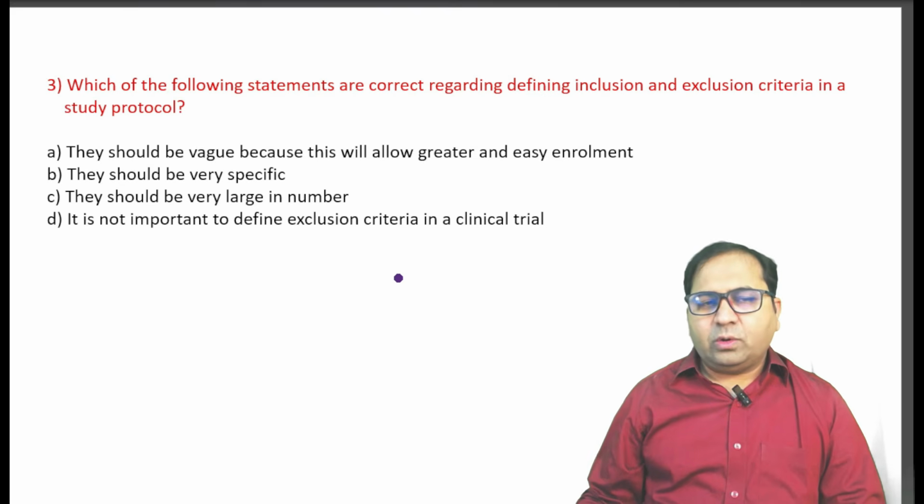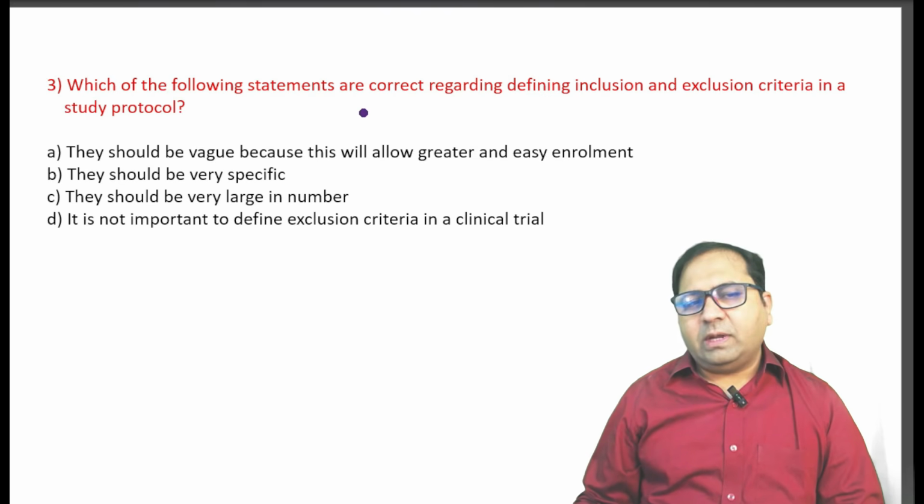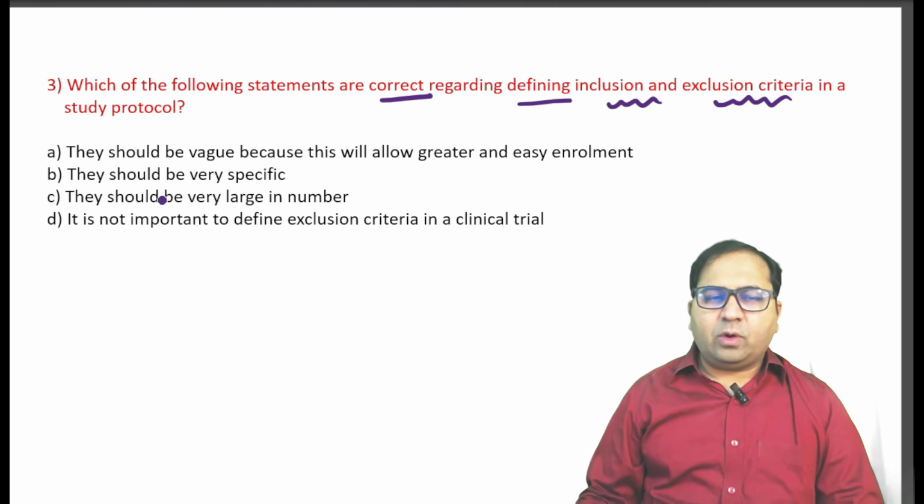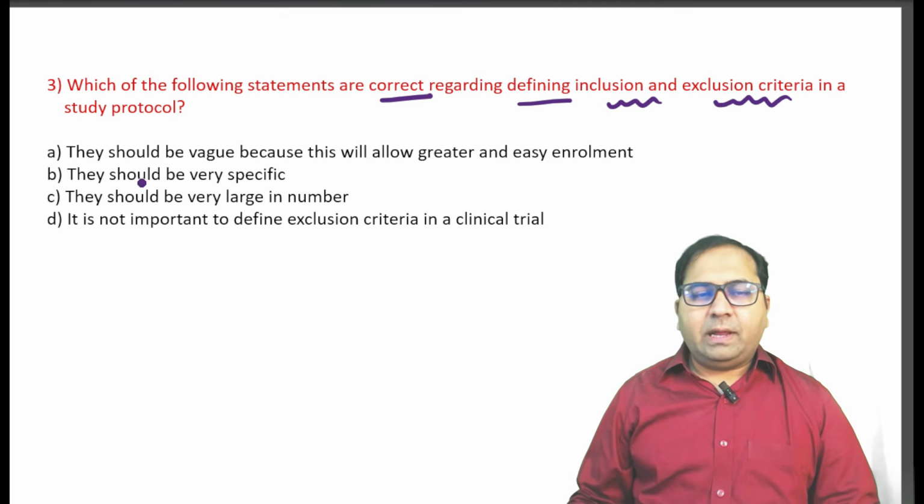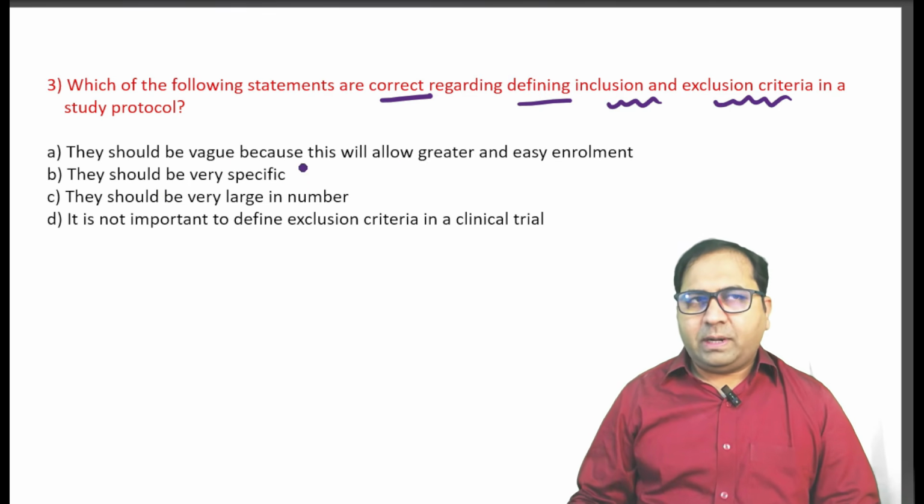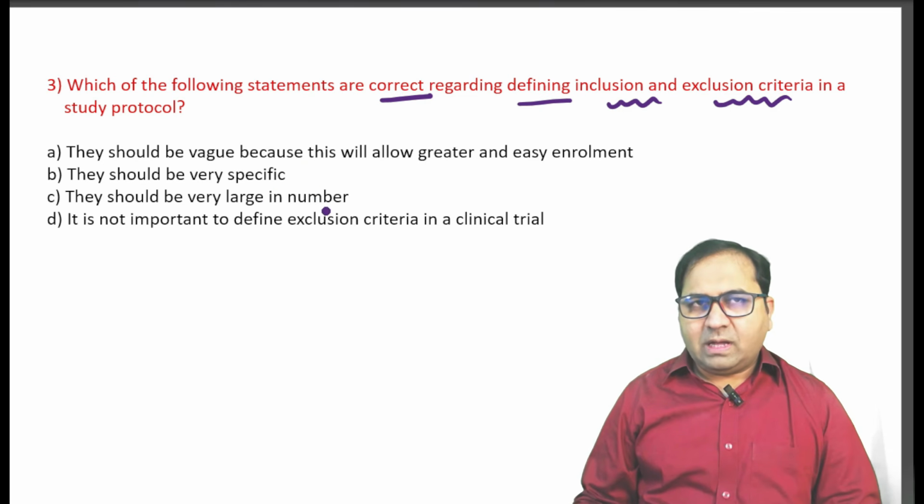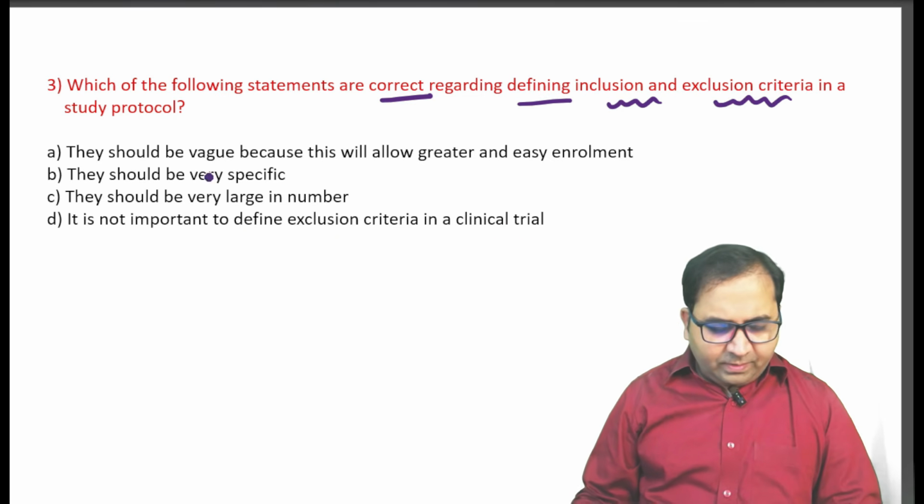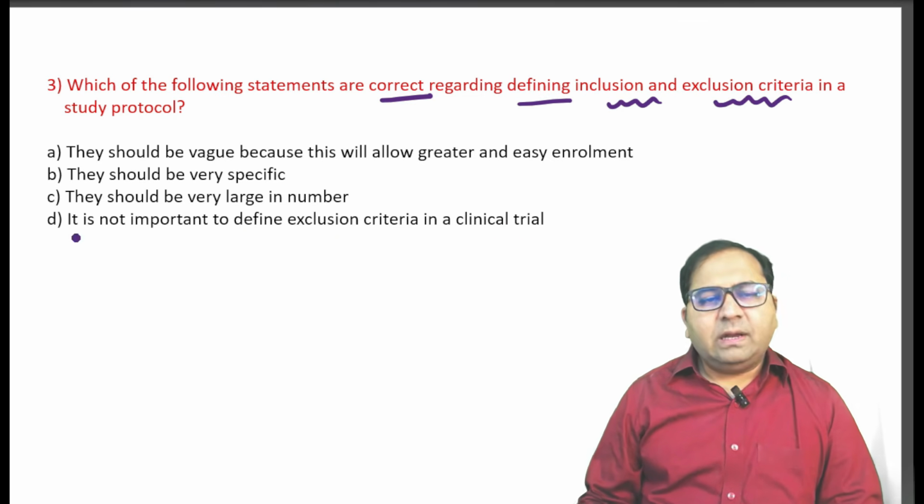Now let us go to the next question. Which of the following statements are correct regarding defining the inclusion and exclusion criteria in a study protocol? The options they gave are: A, they should be vague because this will allow greater and easy enrollment; B, they should be very specific; C, they should be very large in number; or D, it is important to define exclusion criteria in a clinical trial. So the answer for this question is B.